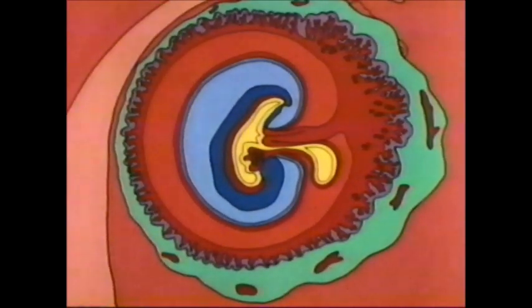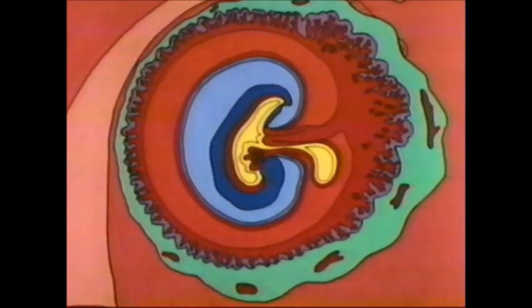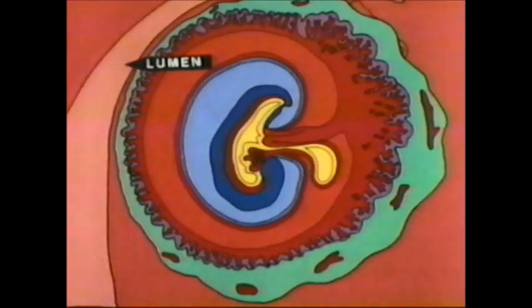This view reminds you again of the position of the embryo within the uterine wall. Continued growth of the embryo will soon obliterate the lumen of the uterus entirely.